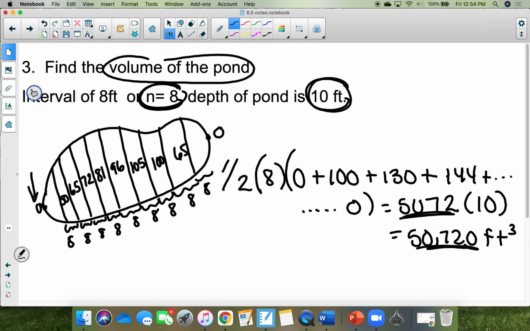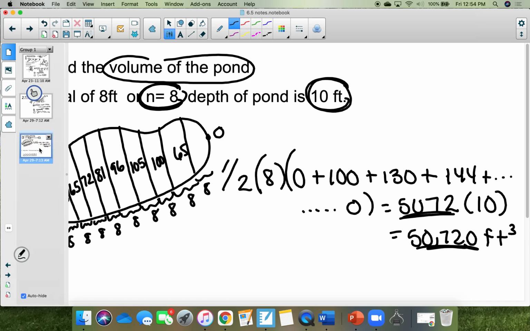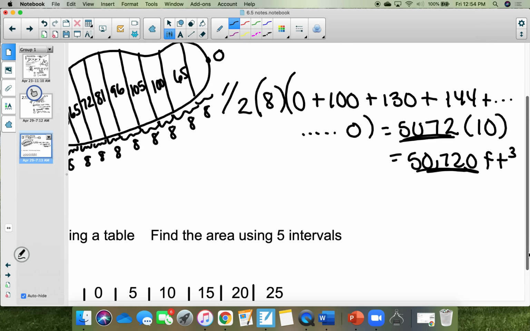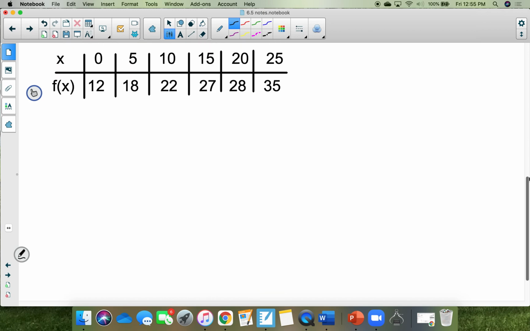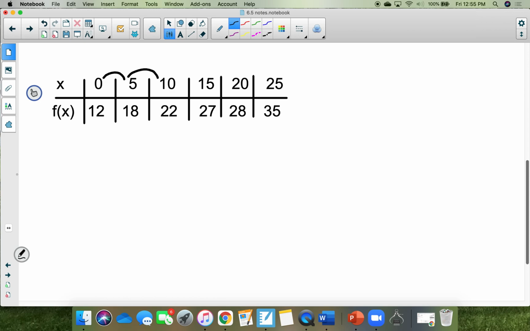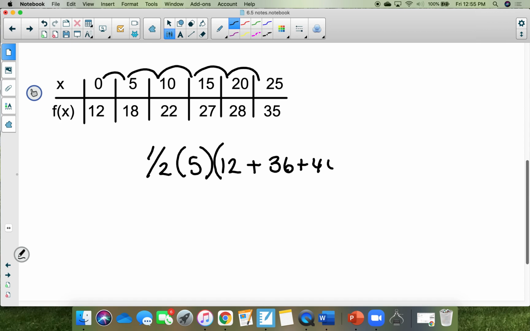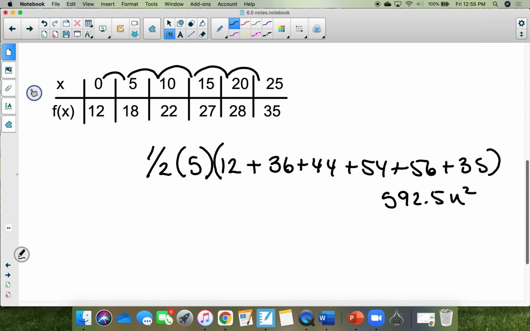And the last thing we have to talk about is how do you do the trapezoidal rule given a chart. It's the same thing. As you can see that all of these go up by 5s, so it's 1/2 the height, which is 5. The first one is 12 for the Y, the next one's going to be 36, the next one's going to be 44, 54, 56, and back to 135. And you're going to get 592.5 square units. And that's all for the trapezoidal method.